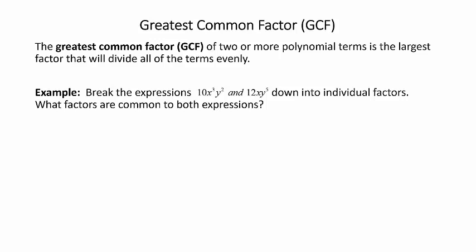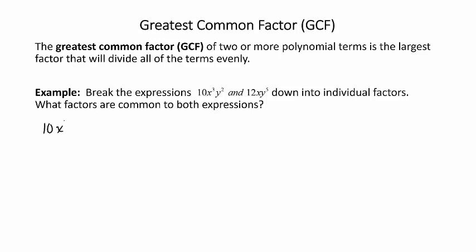The greatest common factor of two or more polynomial terms is the largest factor that will divide all of the terms evenly. Okay, so to get a feel for this, we're going to take a couple of expressions, 10x cubed y squared and 12x y to the fifth, and break those down into their individual factors. And then we're going to look at what factors are common to both, and we'll get a feel for how to find the greatest common factor of both of these.